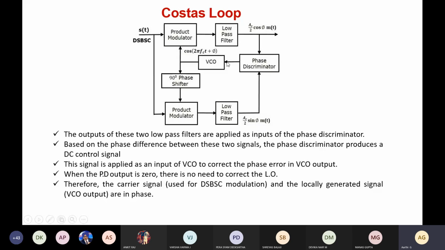So based on this input, the output of the VCO, the carrier frequency, is dependent on the DC input signal from this PD. So this signal is applied as input to the VCO to correct the phase errors in the VCO output. When PD output is 0, there is no need to correct the local oscillator. So this loop will keep on continuing until the phase errors are corrected. So this system will automatically correct the phase errors. Therefore, the carrier signal used at the transmitter end and the locally generated carrier are in phase. Through this method, we can correct the phase errors.